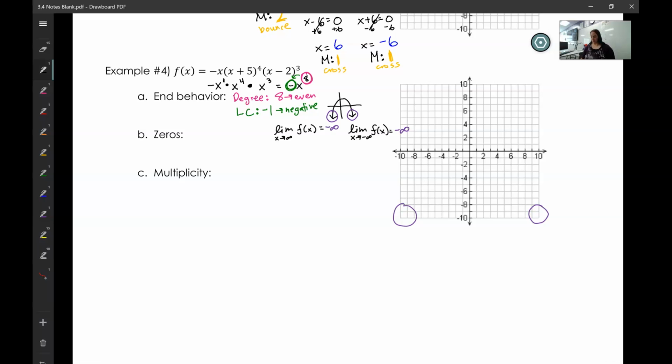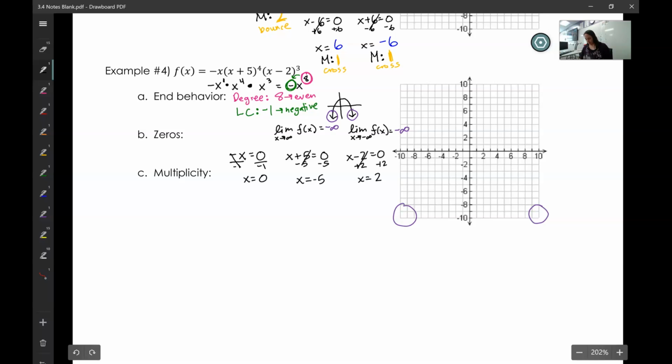Now let's do our zeros. Zeros are where you set each factor equal to 0 and solve. So this first one I'm going to divide by negative 1, so I get x equals still 0. The second one I'm going to minus 5 to both sides, so I get x equals negative 5. And the last one I'm going to add 2 to both sides, so I get x equals 2.